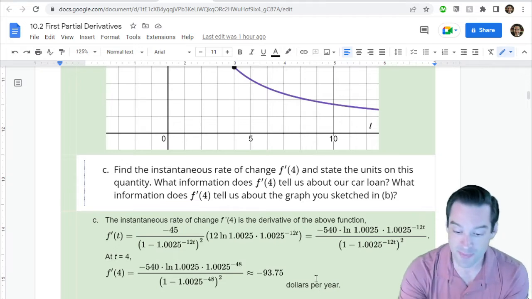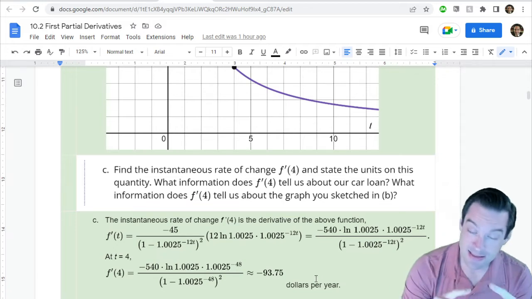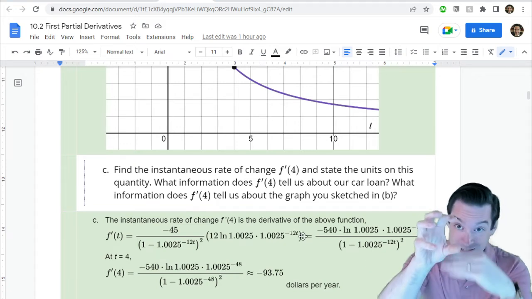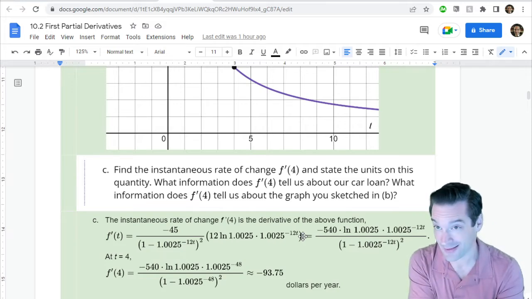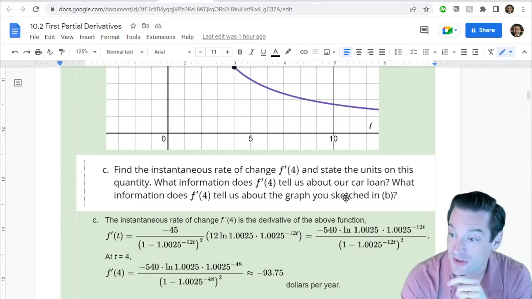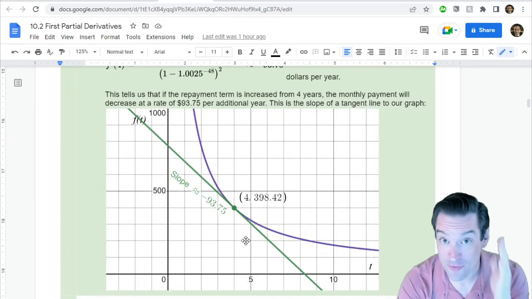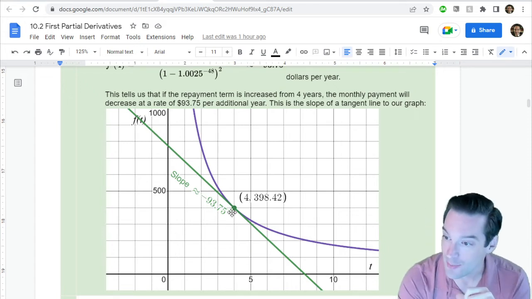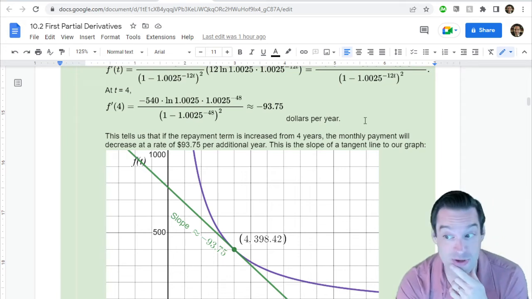And so the units on the derivative are always going to be the units of the output of my function divided by the units of the input of my function. So this function spits out a monthly payment, so the units of its output are dollars. But it takes in t, and t has units of years. And so the units of this derivative are going to be dollars per year. So if I want to interpret the meaning of this instantaneous rate of change, it's the slope of this tangent line to the graph of my trace, my single variable trace of this multivariable function. And that number, negative 93.75, is the slope of that tangent line, measured in dollars per year.